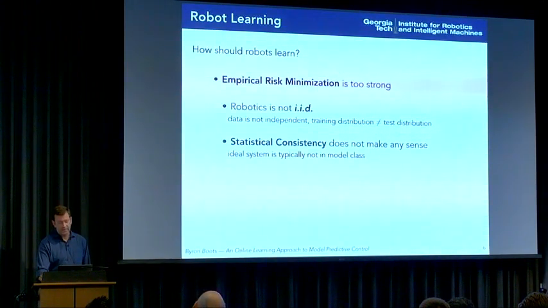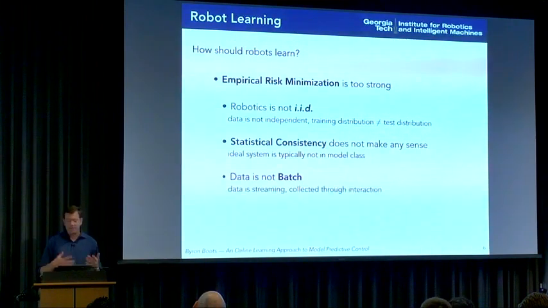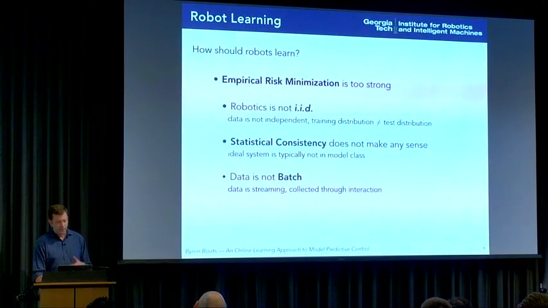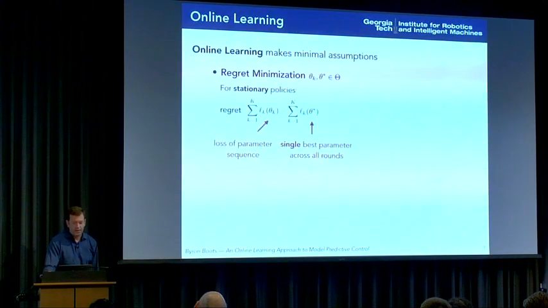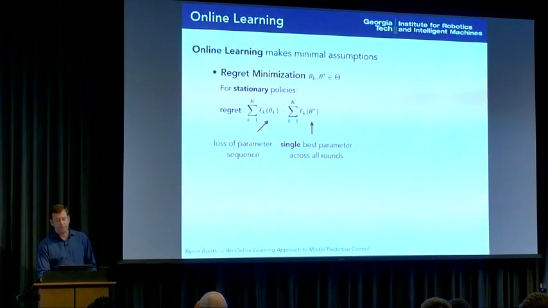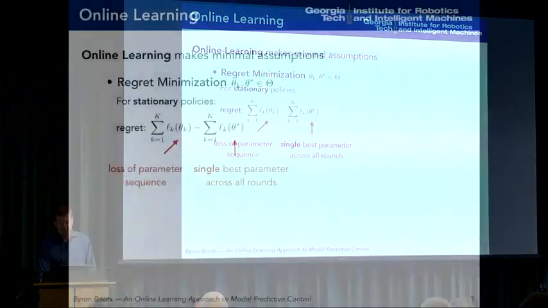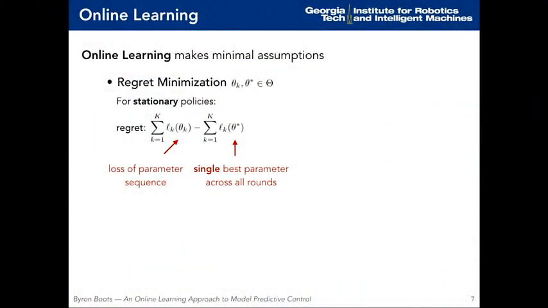So the data generating process typically does not live in the model class that we're trying to fit. And then finally, data is not batch, but is instead streaming and collected through interaction with the environment. So rather than thinking about machine learning this way, we can think about online learning. And unlike empirical risk minimization, online learning makes minimal assumptions, and it mainly focuses on the concept of regret minimization.